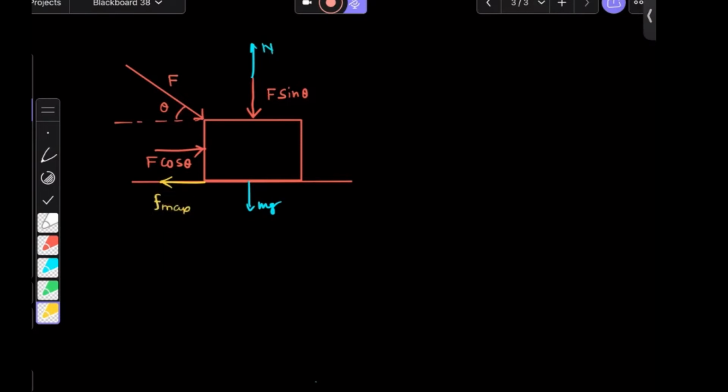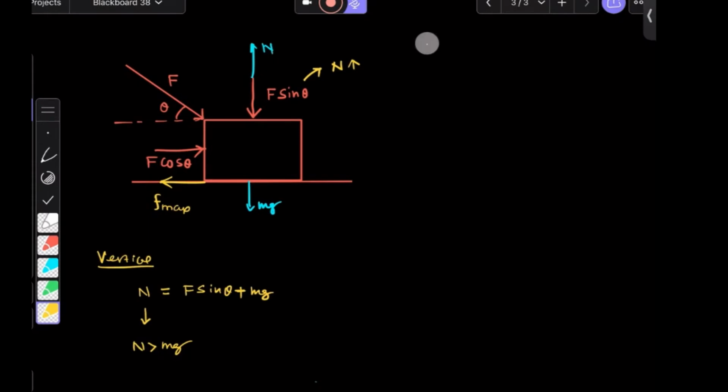In the vertical direction, there is no motion, so the net force must be 0. So the normal contact force acting upward must equal F sin theta acting down plus mg acting down. So you see the normal contact force is more than mg. The component F sin theta ends up increasing the normal contact force. Hence, it increases the maximum or limiting friction.